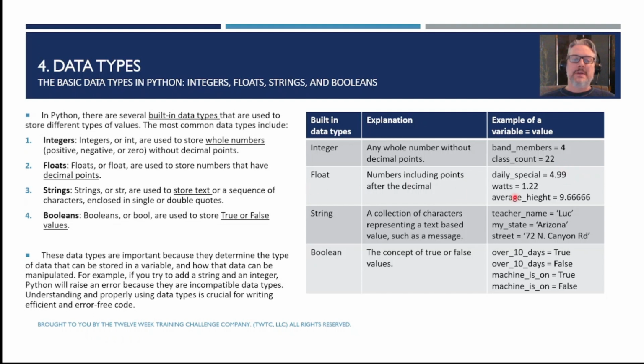So on a float, we have the daily special, which is your drawer where you're storing it, and what we're going to store in memory is $4.99. So daily special at Denny's is $4.99. They never make it $5. They always take a penny off to make you think you're getting a great deal. Sounds cheaper, $4.99 than $5. So what's in the drawer is $4.99. The watts, same sort of thing, 1.22. Just notice there's decimal points after each of these. Average height, 9.666.